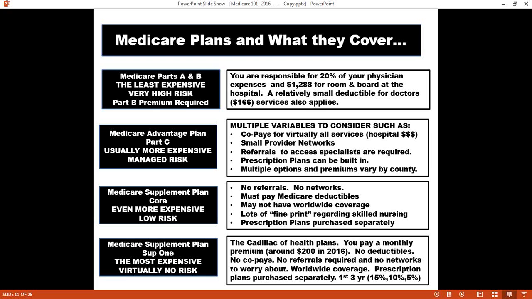So the least expensive option is if somebody just has A and B of Medicare. I mentioned that before. The people that I find typically that fit that category are low-income veterans. They do have health coverage. They are responsible for that $1,288 deductible. They are responsible for a doctor deductible. And they are also responsible for 20% of physician expenses. Now, 20% doesn't seem like a lot of money, and yet 20% of a lot of money is still a lot of money.